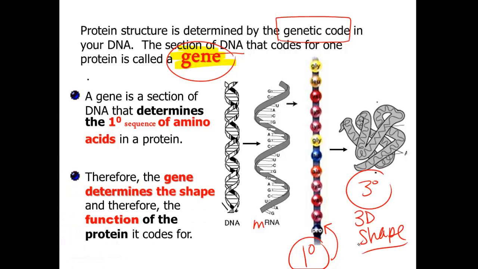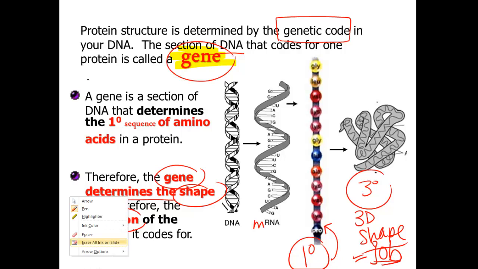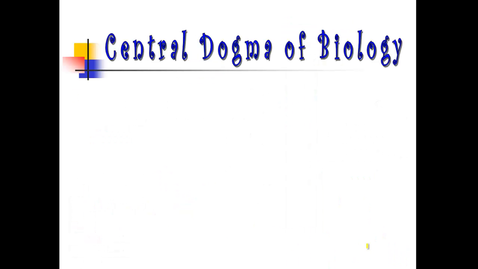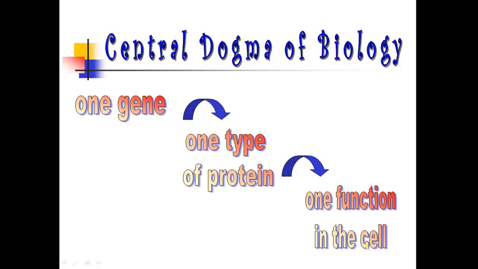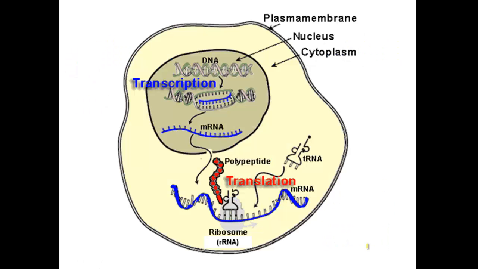So the gene in DNA ultimately determines what the shape of the protein will be, and because the shape determines the function of the protein, genes determine the job or the function of all proteins that function in our bodies. So one gene codes for one type of protein, and that one protein has one job or one function in the cell. So today we're going to be talking all about protein synthesis, and protein synthesis has 2 main steps.